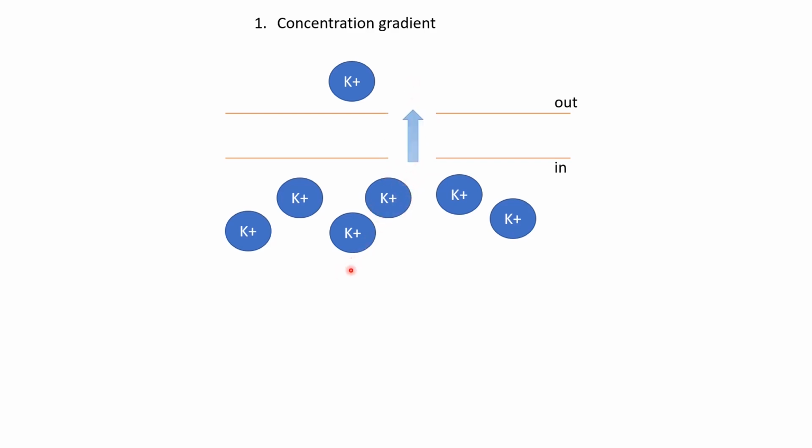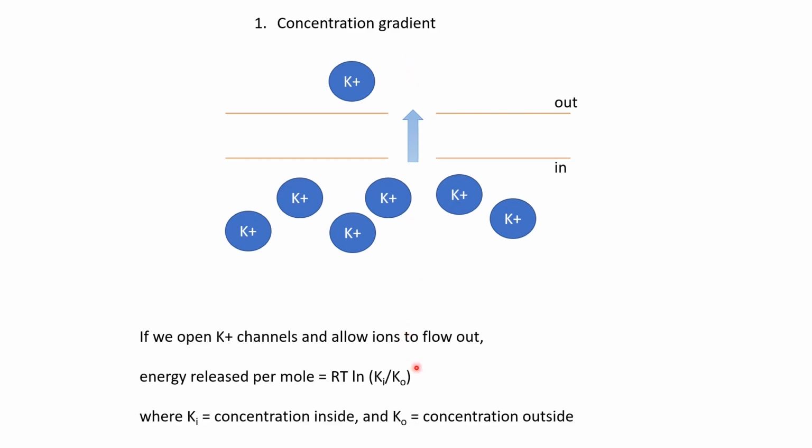And we can actually calculate how much energy will be released as these potassium ions move out. Because these ions are moving along their concentration gradient, moving out would be an energetically favorable reaction. So energy should be released. And the amount of energy released will depend on the ratio of potassium ions inside to potassium ions outside. So what is the concentration here and what is the concentration here outside? And the exact relationship is given by this formula.